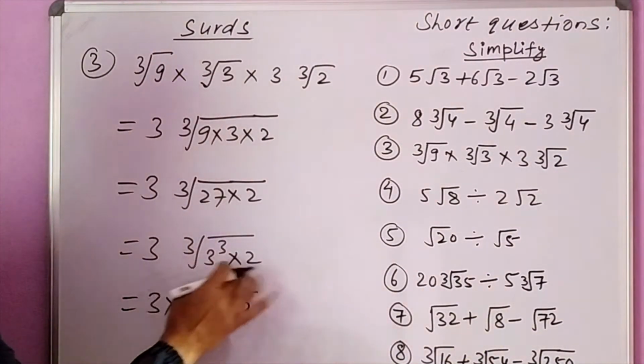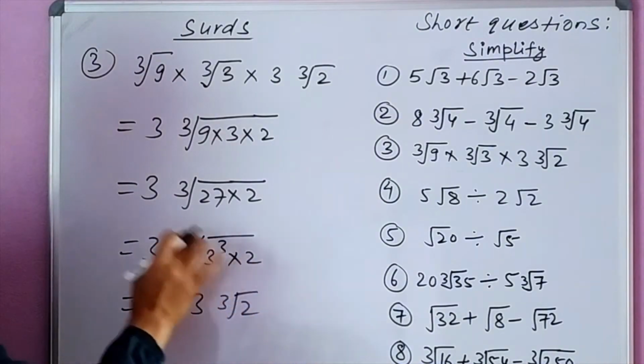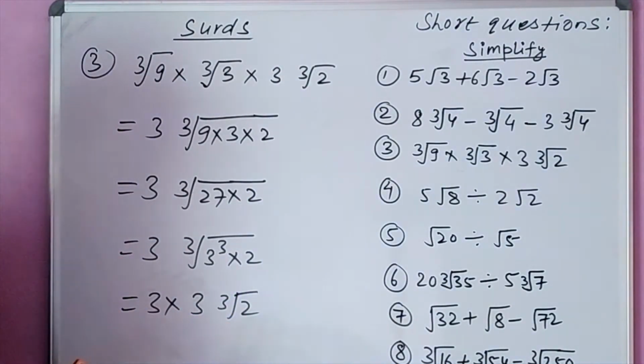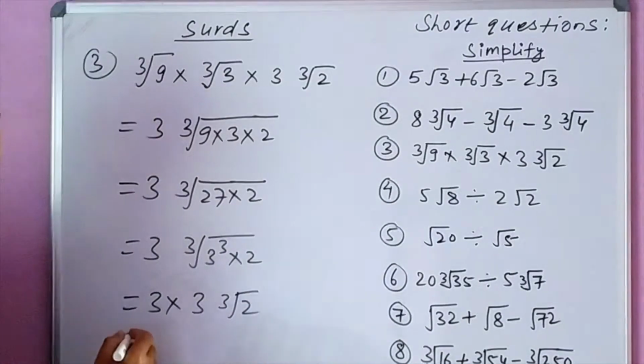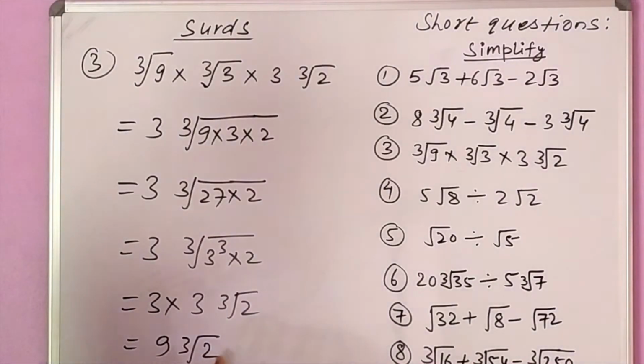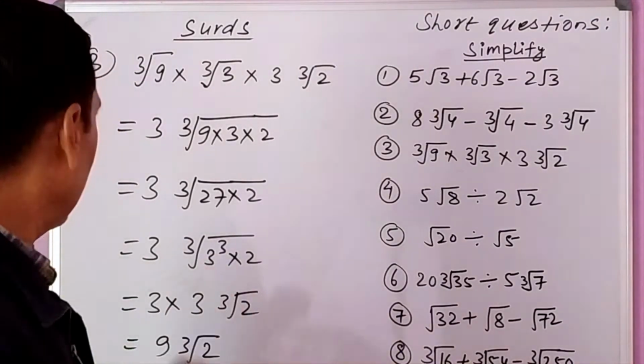We don't have the cube of 2 here, just like the cube of 3. So we have the single 2, so it cannot be taken out unless the power of the radicand is equal to the order. So the answer is the coefficient 3 multiplied by the cube root of 2 as it is. Further we cannot do anything for this.